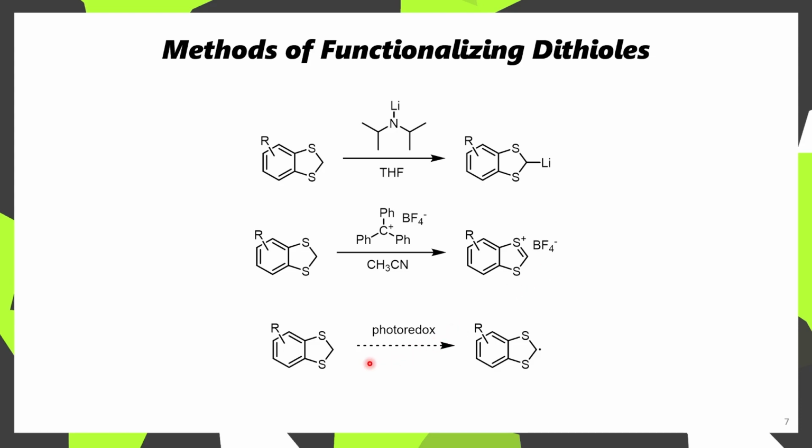While it hasn't been precedented yet, this CH is a very weak CH, and this would be very well suited for photoredox chemistry. So if you're interested in getting a really easy JACS or Angewandte paper, this is one just waiting to happen, because once this is functionalized, you can convert this into essentially anything you want.